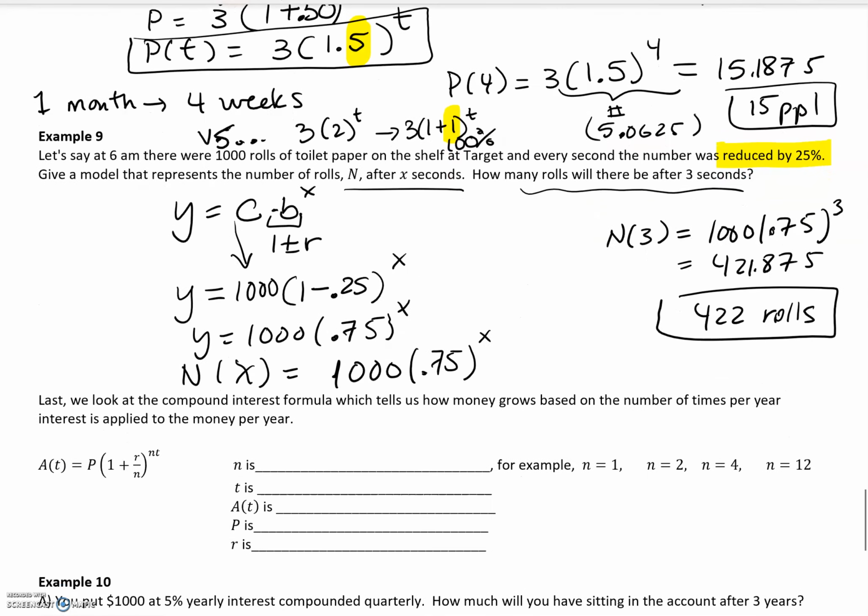Last thing we're going to look at is a compound interest formula, but let's do that in another video, and that'll be our last video for this section.